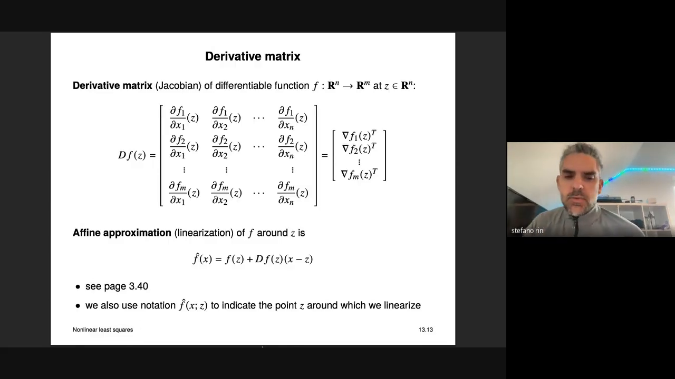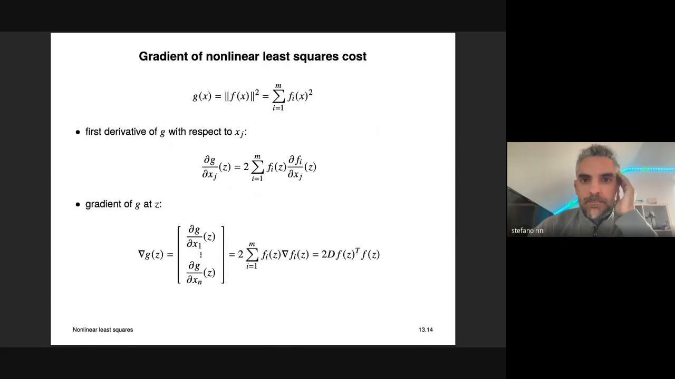Sometimes we use the double notation, f at x of z, meaning that x is the independent variable and z is the point around which we define our Taylor approximation.